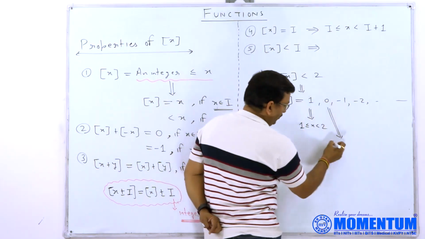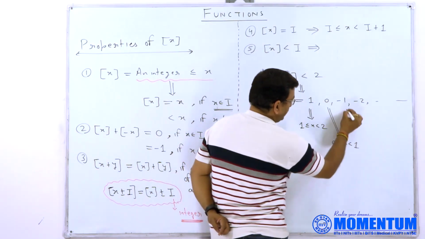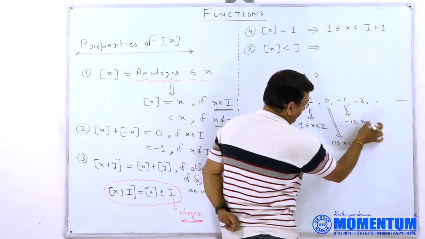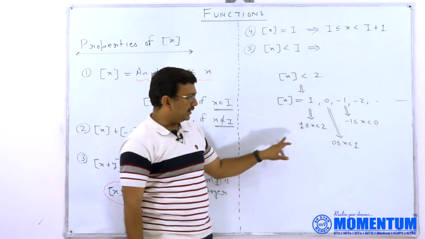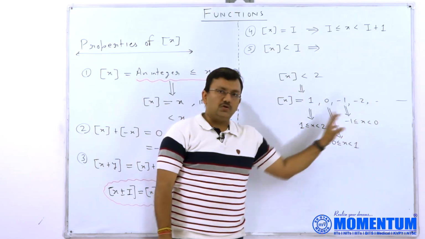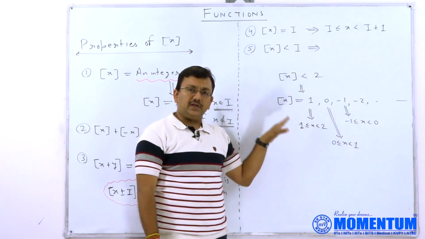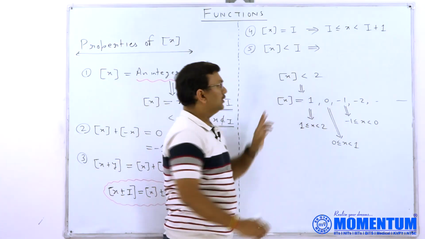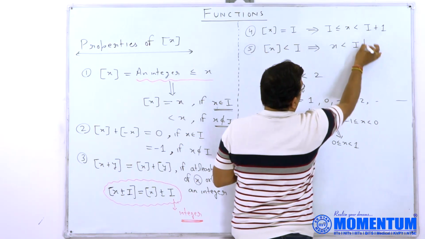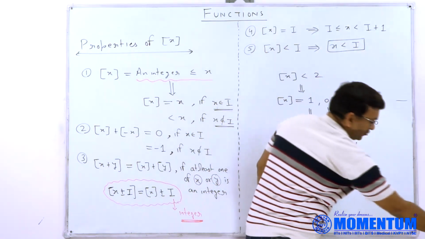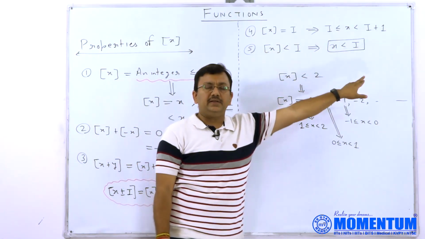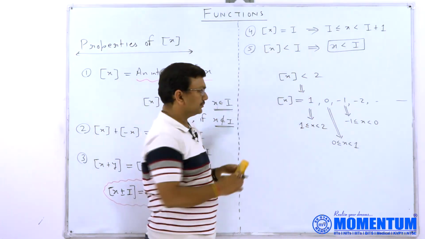Square bracket 0. What about x? 0 to 1. Square bracket minus 1. What about x? x is minus 1 to 0. So in terms of x, we are getting the result 2 to 1, 1 to 0, 0 to minus 1. So continuously we are going below 2. So square bracket x less than I implies that x less than I, where I is an integer.